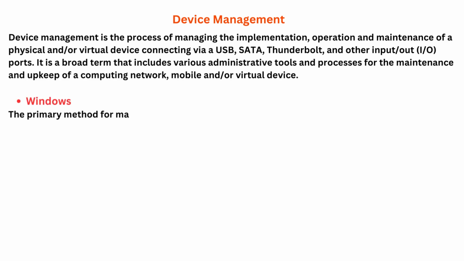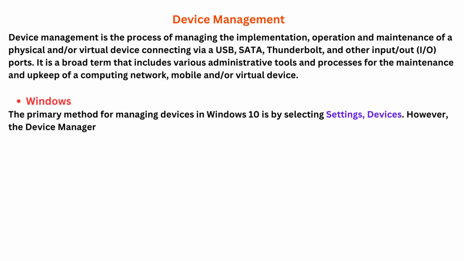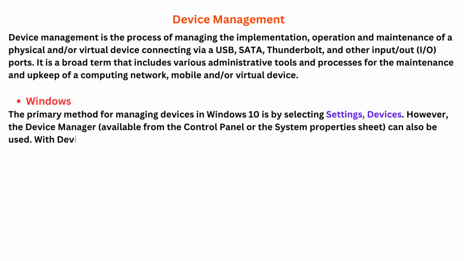Windows. The primary method for managing devices in Windows 10 is by selecting Settings, Devices. However, the Device Manager, available from the Control Panel or the System Properties sheet, can also be used.